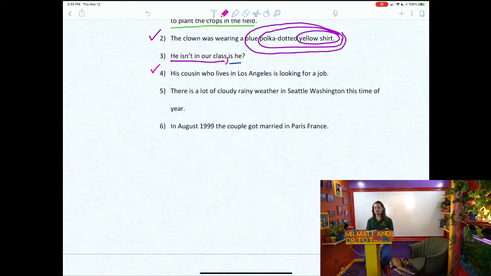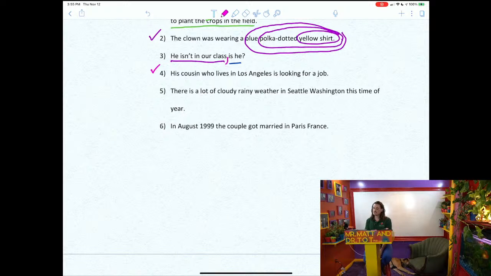If, for example, it said his oldest cousin, then we would have to use commas, because then we have a superlative and there's only one oldest cousin. But because it's vague, because it just says his cousin and we don't know which cousin he's speaking of, or if you were to imply that he only had one cousin, then you would use commas.